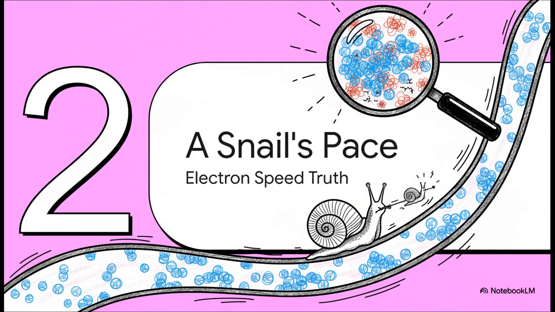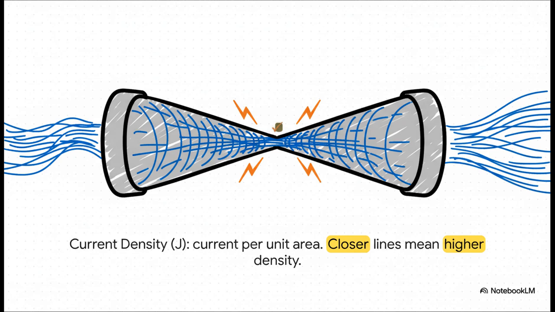Okay, so we've got this river of charge, right? And you'd probably think the electrons themselves are just speeding down that wire. Well, this is where things get a little weird. Let's zoom in to the microscopic level, and you might want to prepare for a surprise. So, to really get a handle on speed, we first have to talk about something called current density, or J. It's really just a measure of how much current is packed into a certain area.